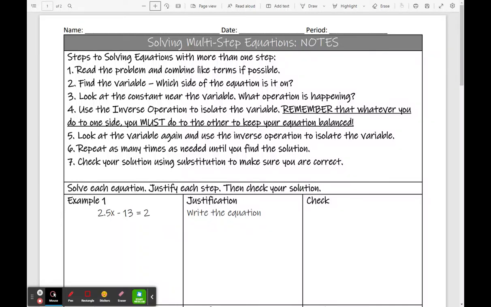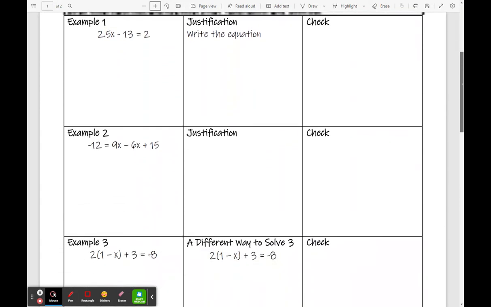Hello friends, today we're going to be solving multi-step equations. So this time we will have more than one step to solve for a variable. Of course, I have my steps up here on the top if you want to take a moment and go back through and make sure that you know what each of these terms means. That's going to be very important.